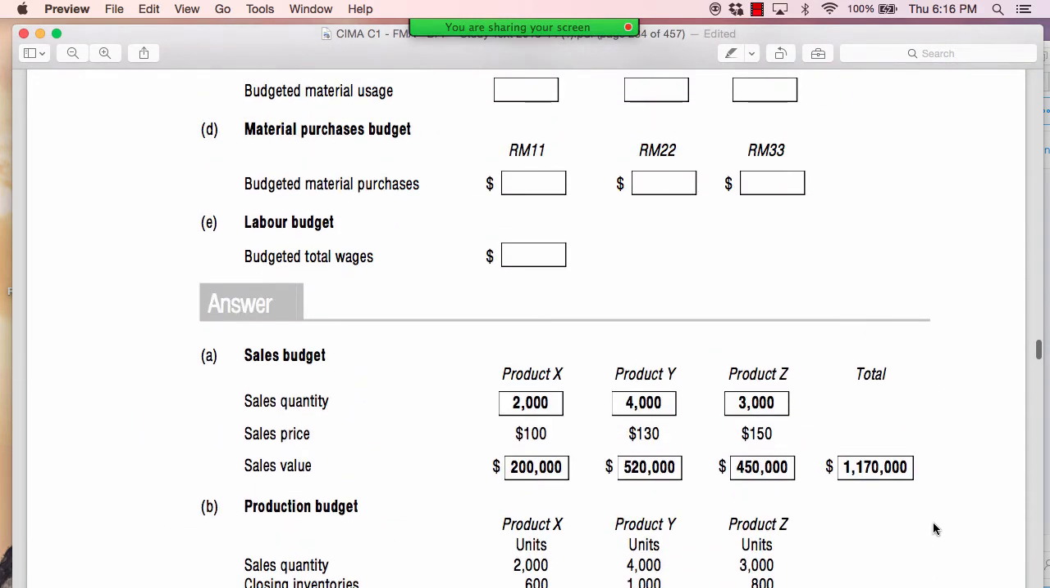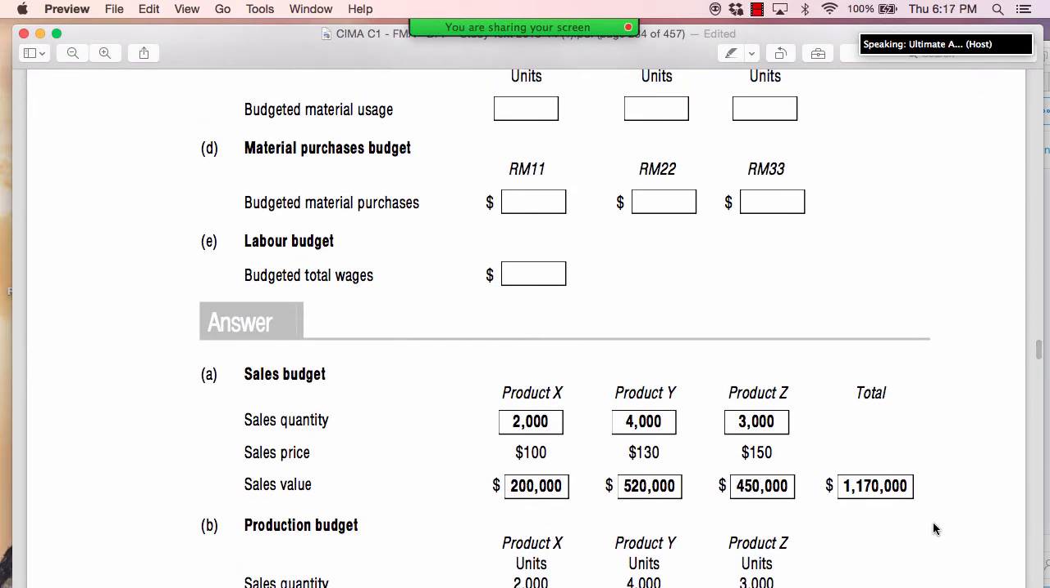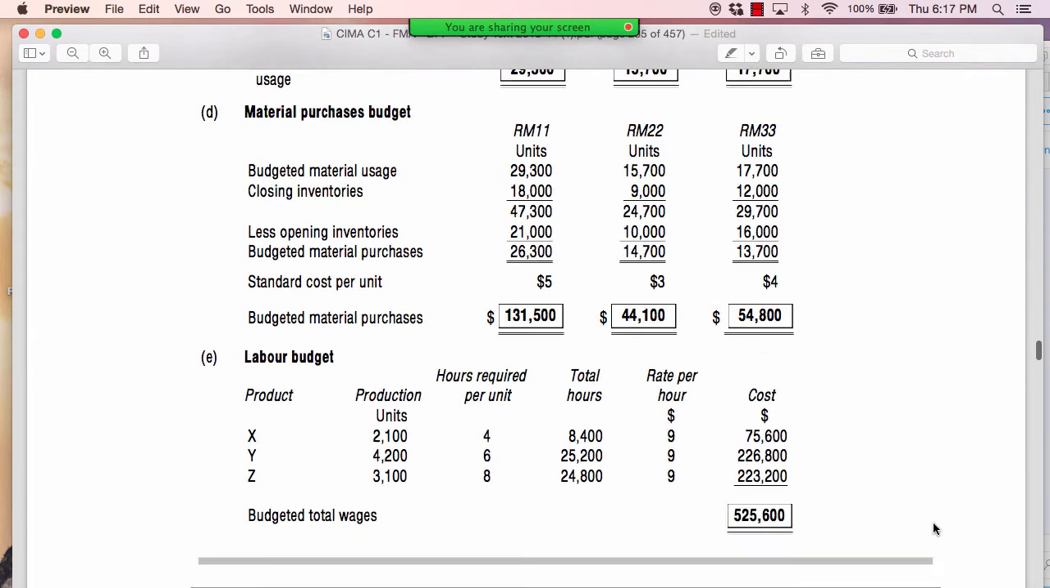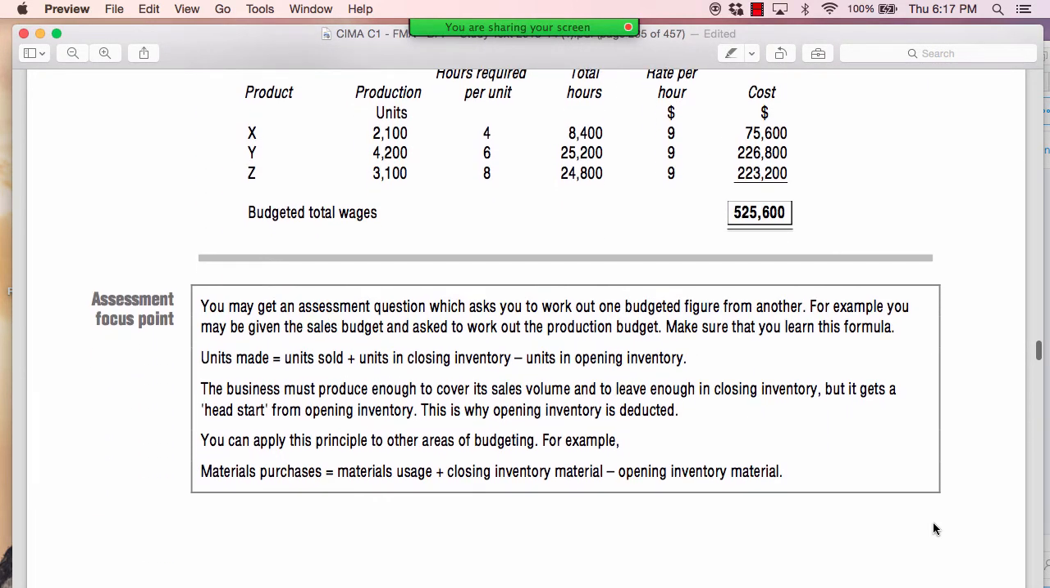What they will give you is the sales, and say, well, I need to produce 2000 quantity, right? How much do you think the production would be? You can work out, right? Yeah. Okay. So that logic is there.